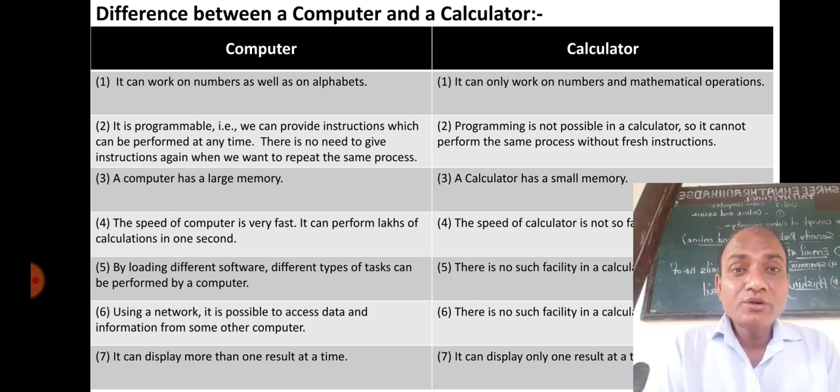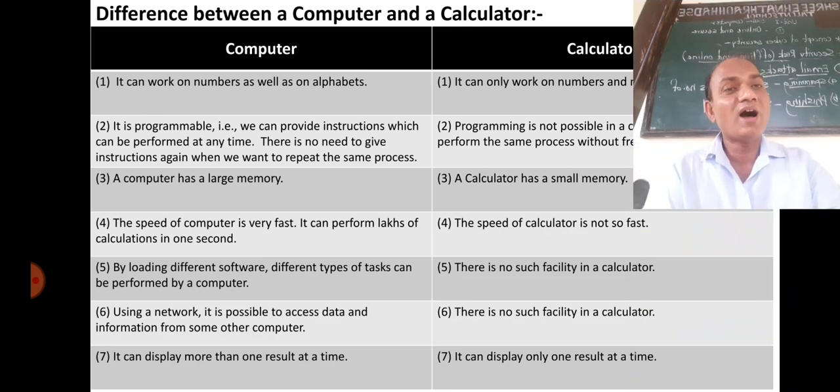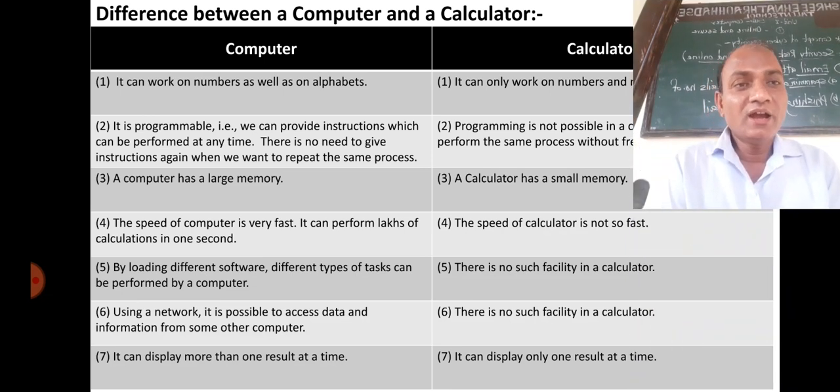Now the speed of the computer is very fast. It can perform lakhs of calculations in a second. In that second, the computer can do lakhs of calculations. But the speed of the calculator is not so fast. It can do only one calculation at one time.